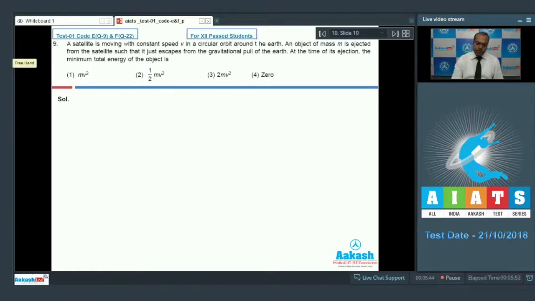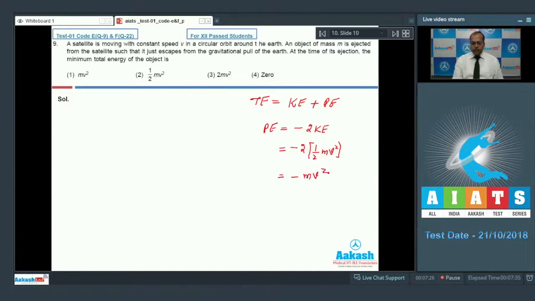So we know that total energy is equal to kinetic energy plus potential energy. And for a bound system we know that potential energy is equal to minus 2 times kinetic energy. So when the satellite is moving in a circular orbit with a constant speed v, at that instant, potential energy can be written as minus 2 into half mv square. So it is equal to minus mv square.